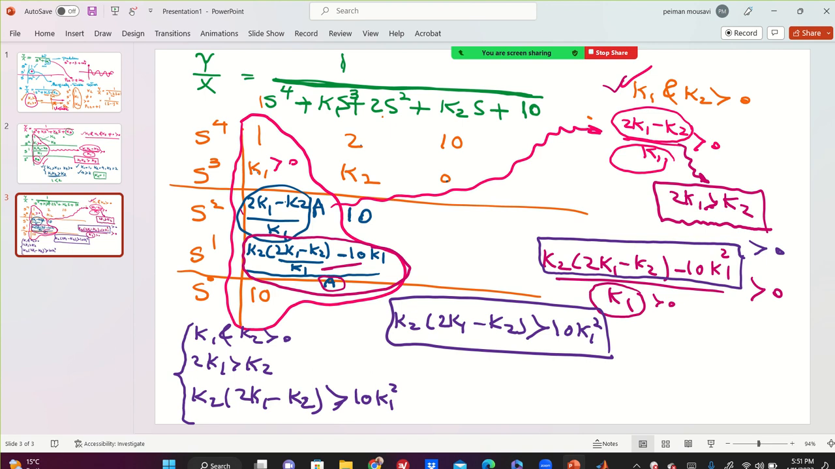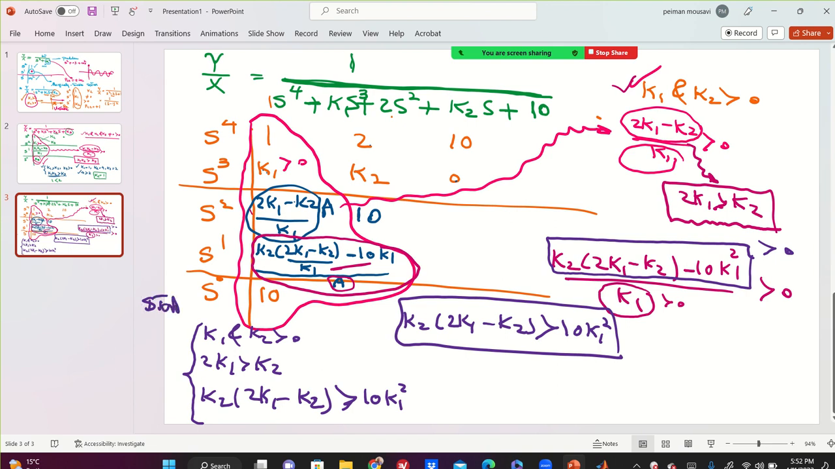Clear, everybody? So let us select some numbers. These are the stability criteria for this fourth order system. Let us say K1 is 5, K2 is 1. Just select numbers.